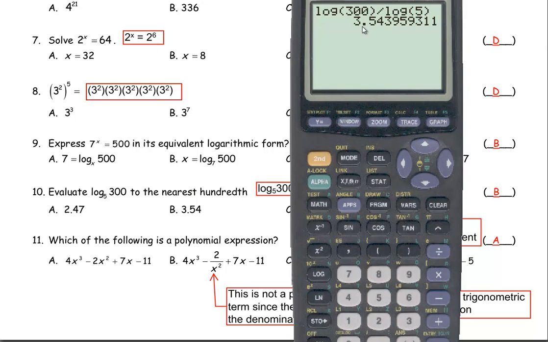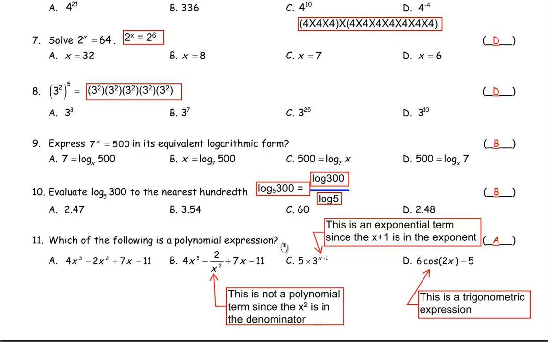And so we evaluate that, you get 3.54, so to 2 decimal places it's 3.54. And so for number 10, that's why B is the correct answer. For number 11, you're asked which of the following is a polynomial expression. This is a polynomial expression.